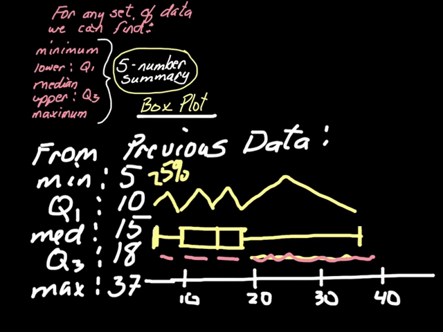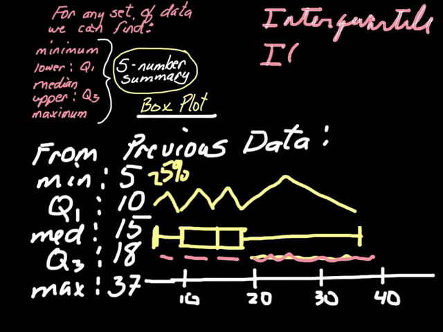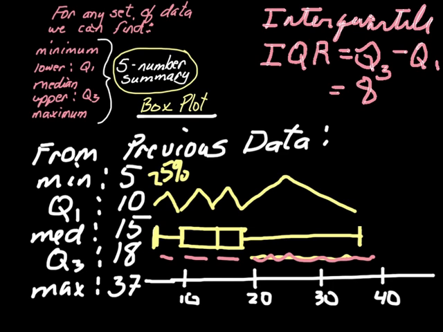One other thing you can do with quartiles, you can find something that's called the interquartile range, and we write that as IQR. And all that is, it's like a range, so it's 2 numbers subtracted. Which 2 numbers? Well, we take the upper quartile minus the lower quartile. So in our case, the interquartile range is 18 minus 10, or 8.